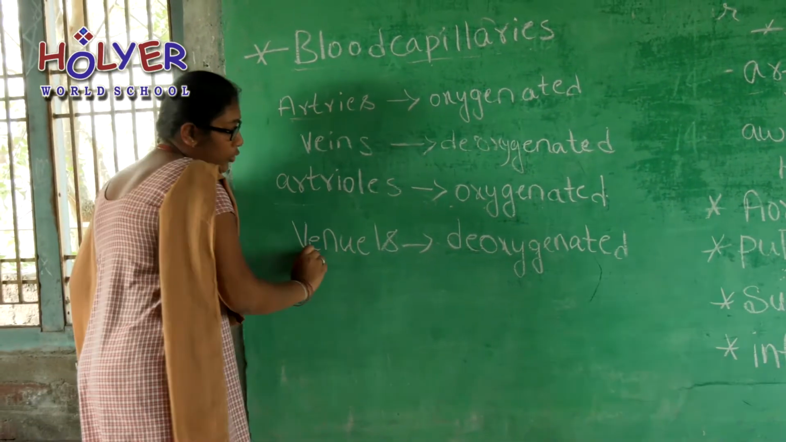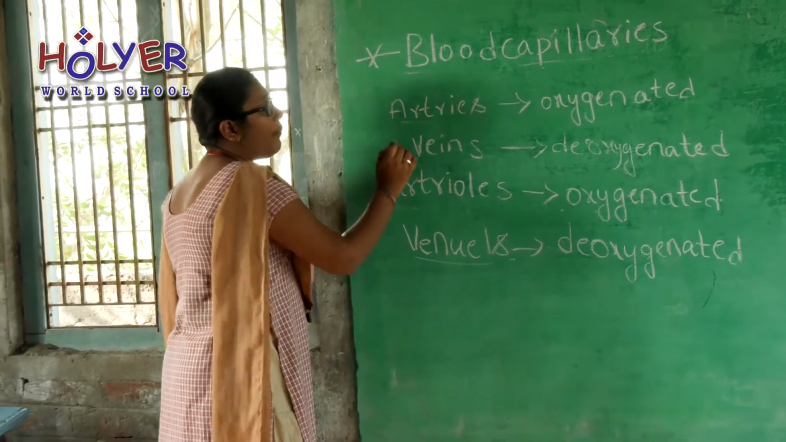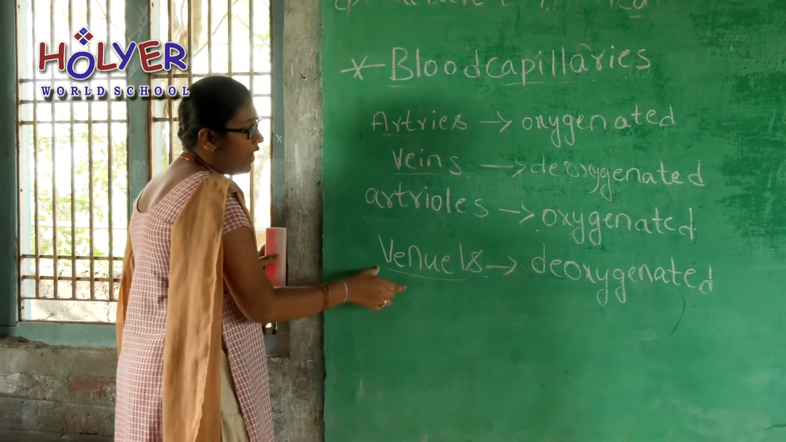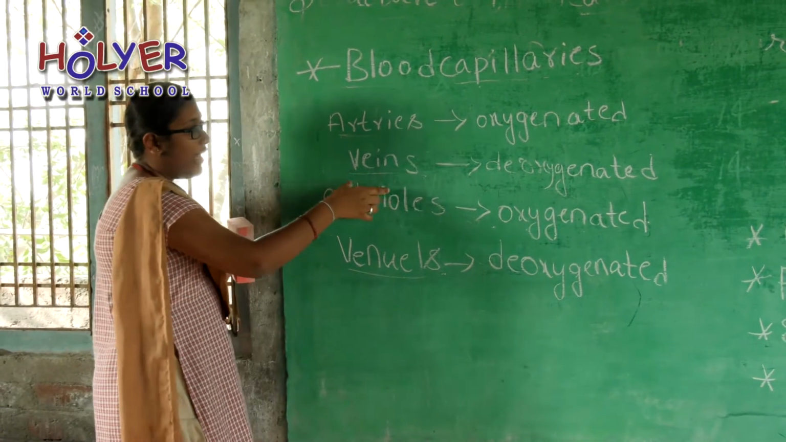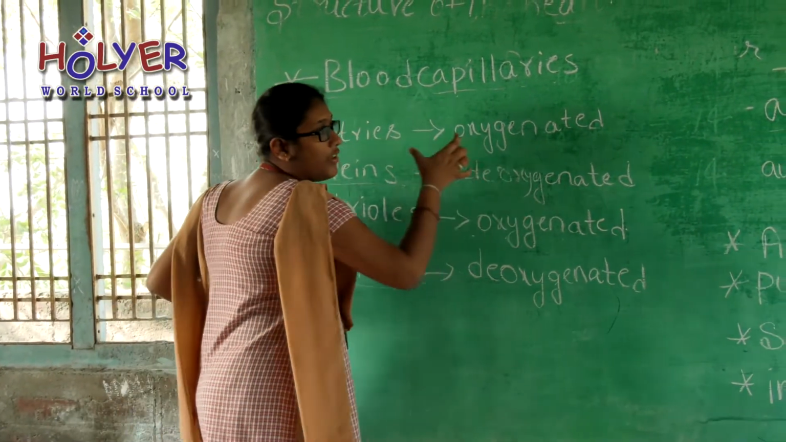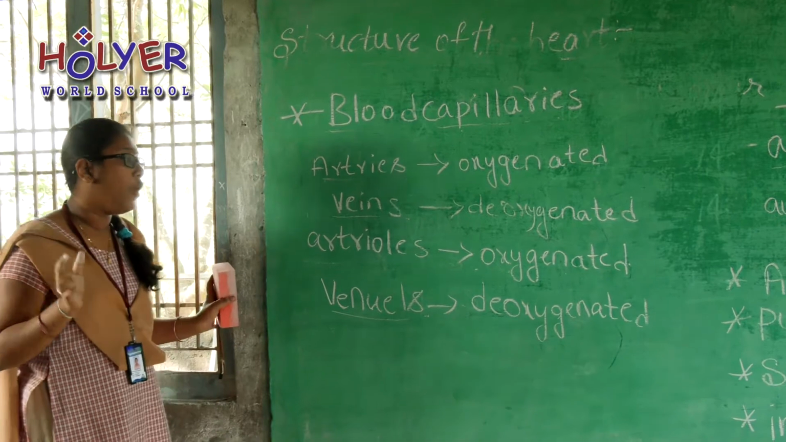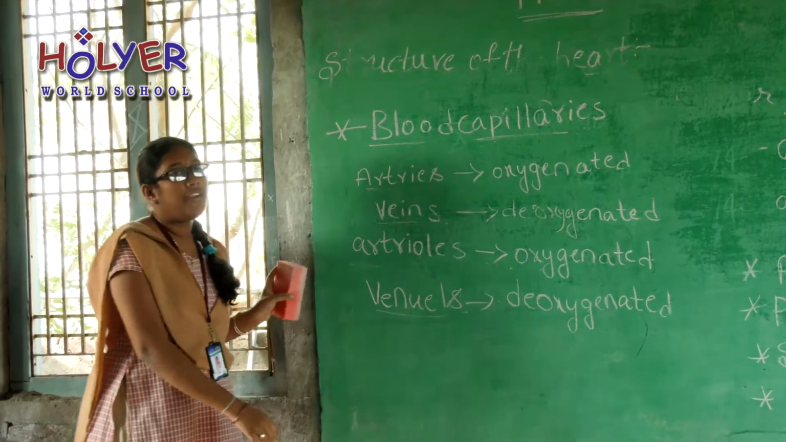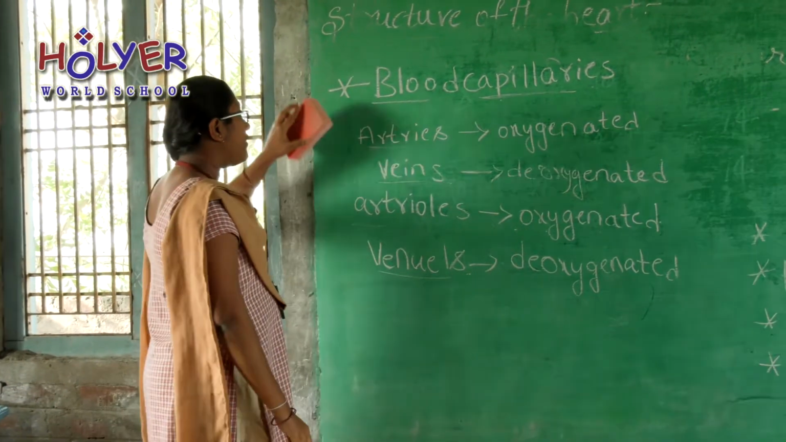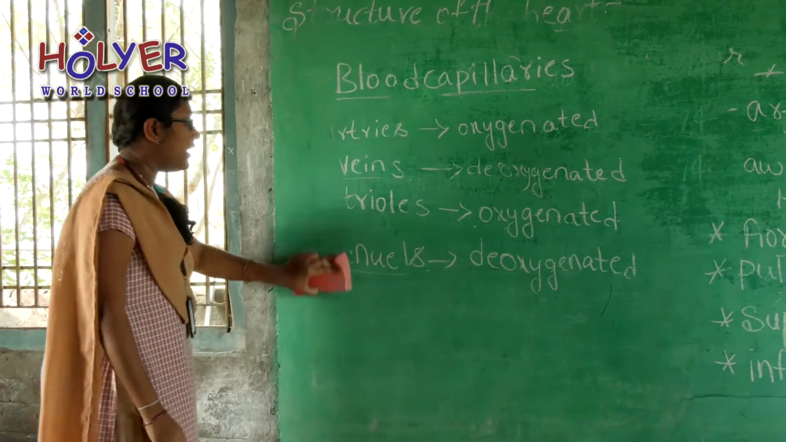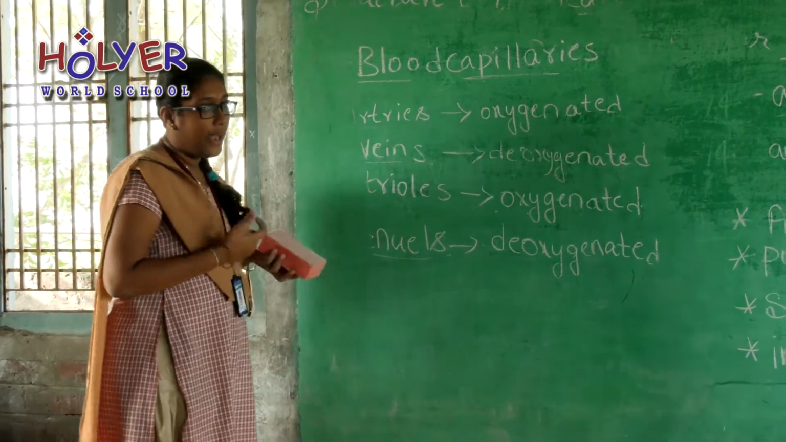Then these venules join together to form veins. These venules are joined to form veins, and again the veins carry deoxygenated blood to the body. The arteries and veins. Next, we will hear the sound of the heart as louder.